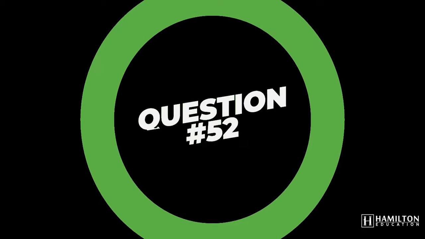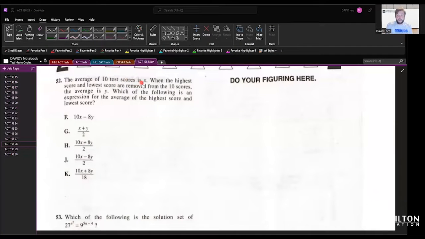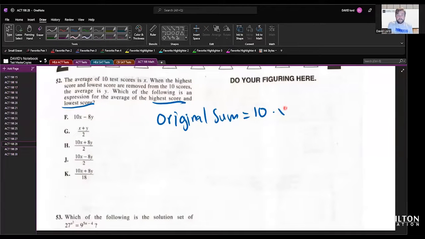Question number 52. The average of 10 test scores is x. When the highest score and the lowest score are removed from the 10 scores, the average now becomes y. Which of the following is the expression for the average of the highest score and the lowest score? So whenever a problem gives you both the number of items and the average, you are going to find the sum. So I'm going to say that the original sum is equal to 10 times x, because we had 10 test scores and the average was x.